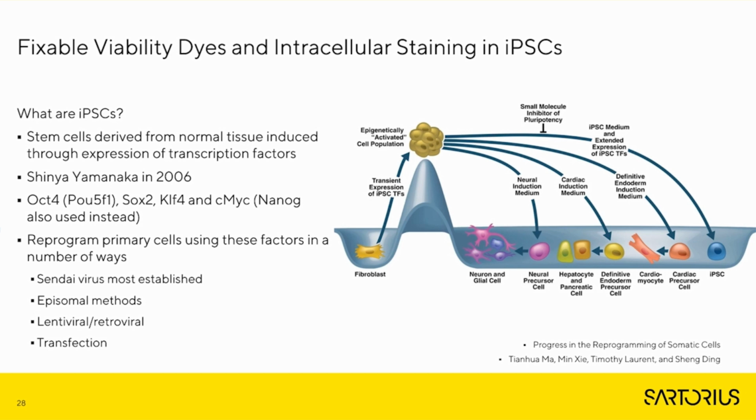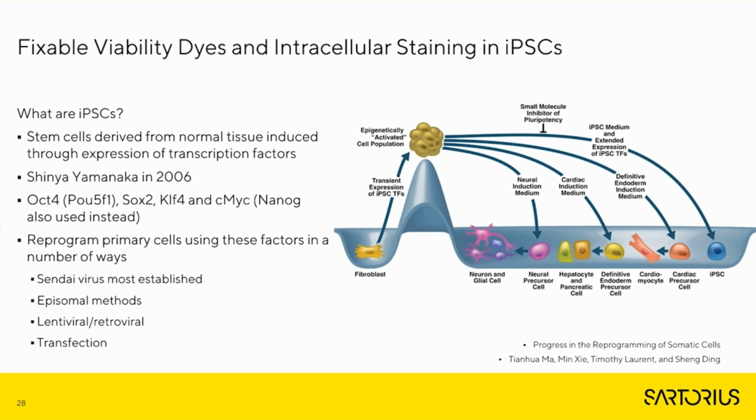So iPSCs themselves, they are actually stem cells that have been derived from normal tissue by being induced through expression of transcription factors. So in 2006, Shinya Yamanaka discovered this, and he used OCT4, SOX2, KLF4, and c-MYC. And these were the transcription factors that were forcibly activated in these primary fibroblast cells in order to reprogram them into pluripotent stem cells. The Sendai virus is the most established method that's used, but there are also episomal methods, lentiviral and retroviral, and also transfection can also be used.